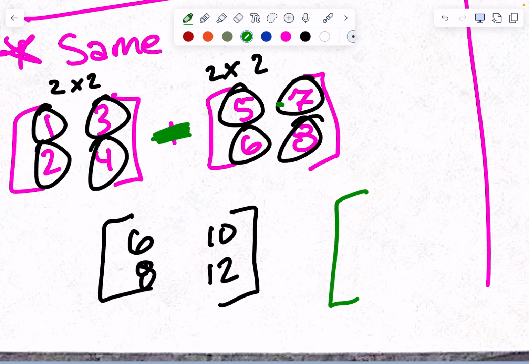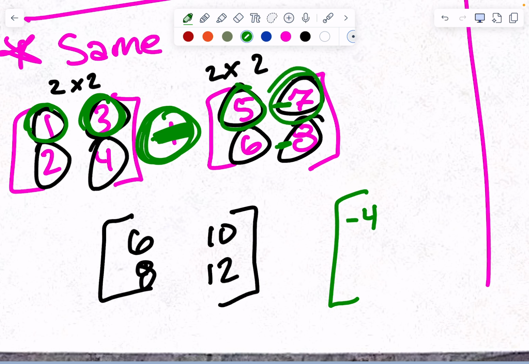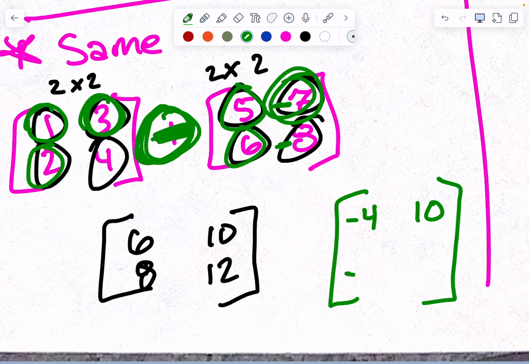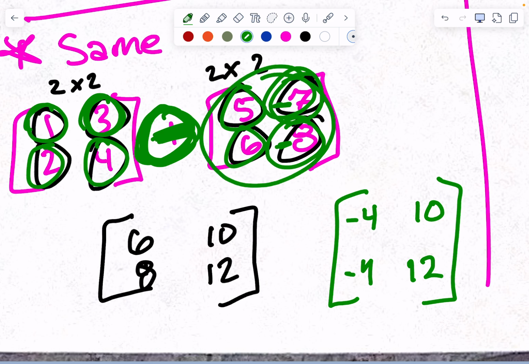Now, be careful, let's say some of these are negatives. So it would be 1 minus 5, so that's negative 4. But then I have 3 minus a negative 7. That would be 3 plus 7, so 10. So just be careful of double negatives when you are subtracting. 2 minus 6 is negative 4. 4 minus a negative 8 would be 12. So just be careful of double negatives if you have negatives.